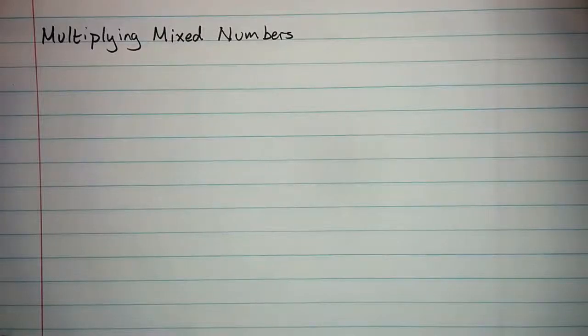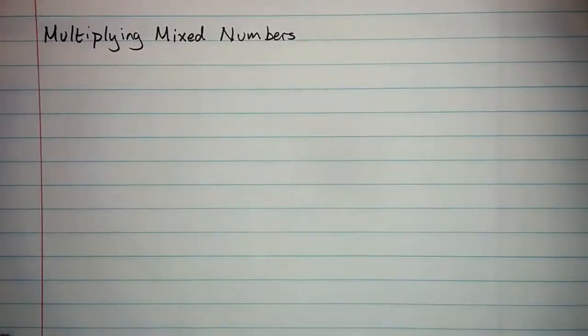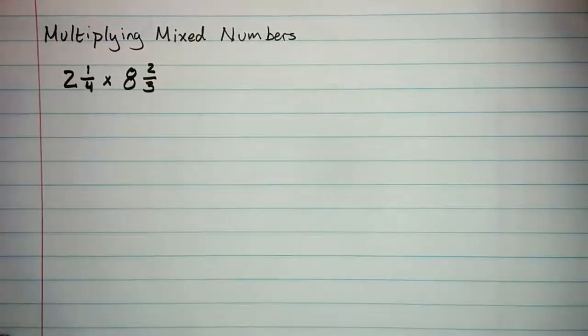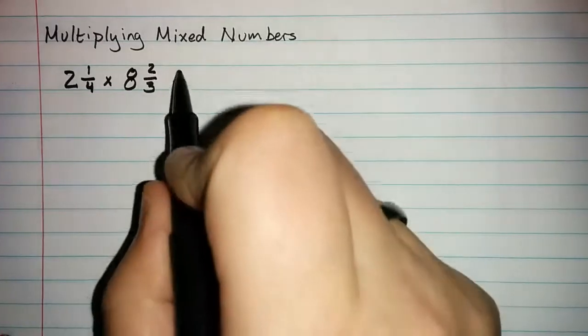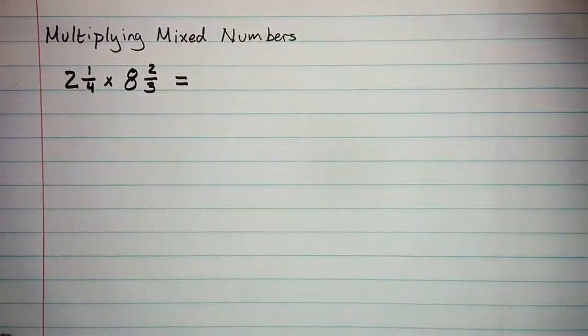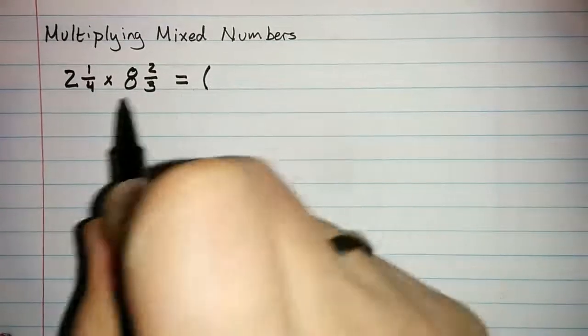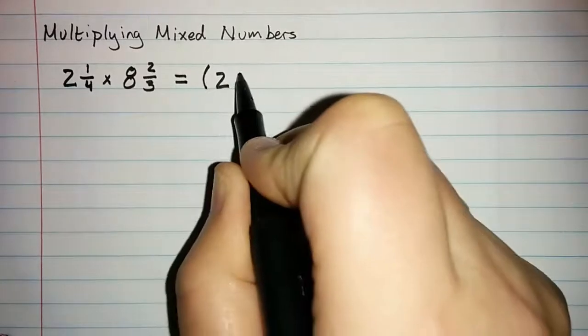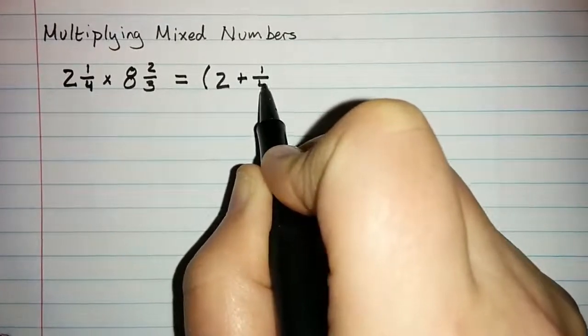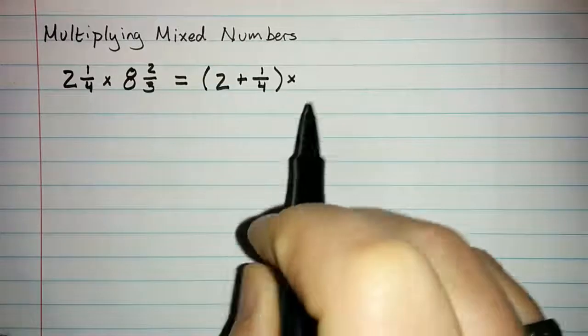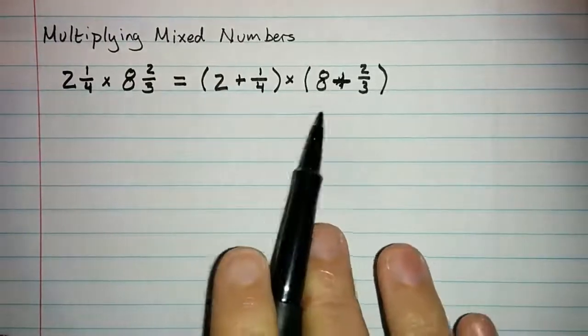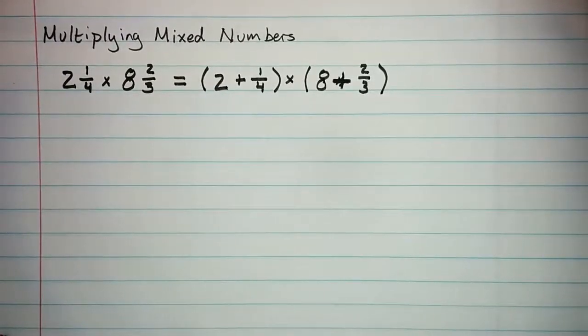Let's suppose that we wanted to multiply two mixed numbers together. For example, let's suppose we wanted to multiply 2 1/4 times 8 2/3. Now, in theory, we could pull the same expanded form move that we did for the mixed numbers, remembering that 2 1/4 is 2 plus 1/4, and 8 2/3 is 8 plus 2/3.